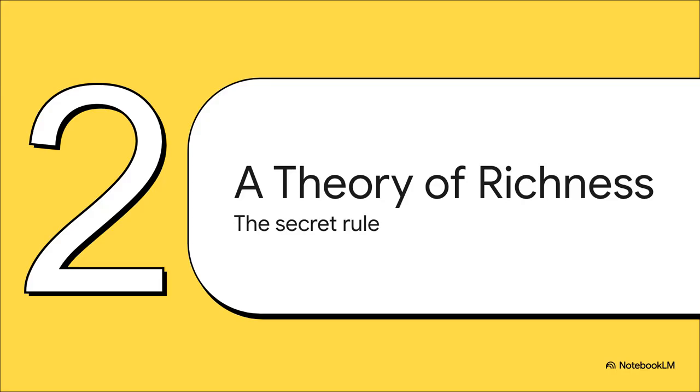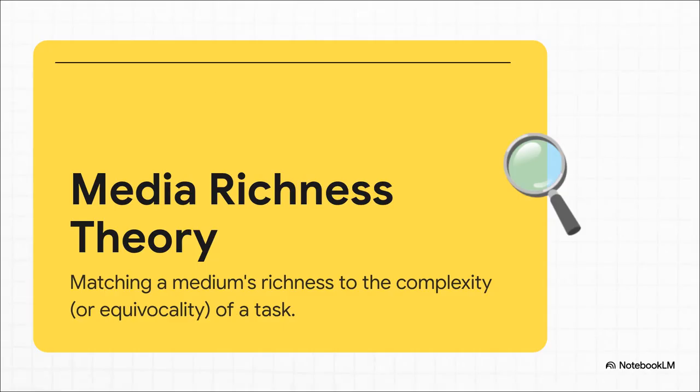So why does this happen? Well, there's actually a really smart academic idea that explains this whole thing perfectly. It's called media richness theory, and honestly, once you get it, you'll never look at your collaboration tools the same way again. Okay, so at its heart, the theory is super simple. It basically says this: the more complex or ambiguous a task is, the richer your communication tool needs to be. And a rich tool? That's just one that can handle a lot of different cues, lets you give and get feedback really fast, and just feels more personal.